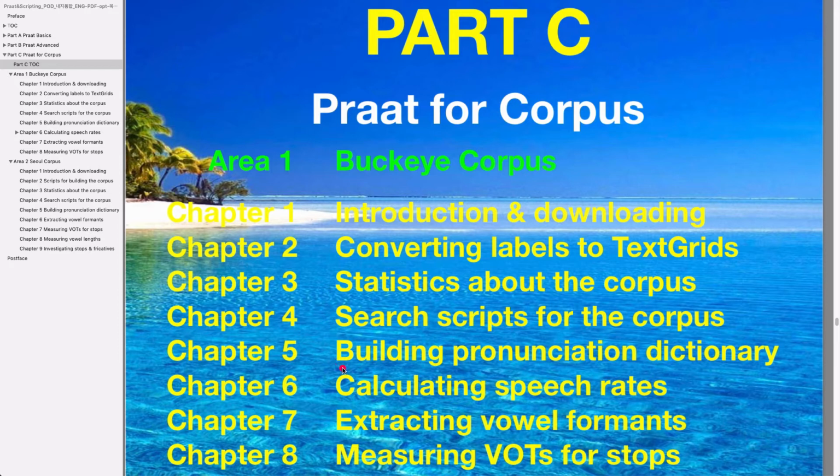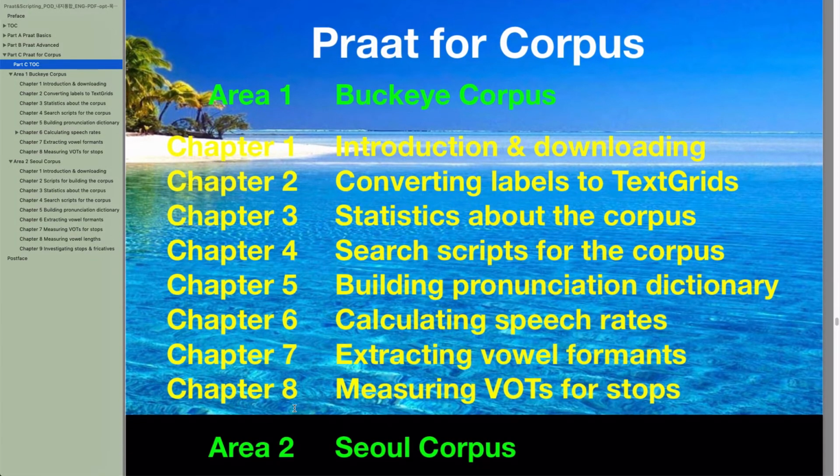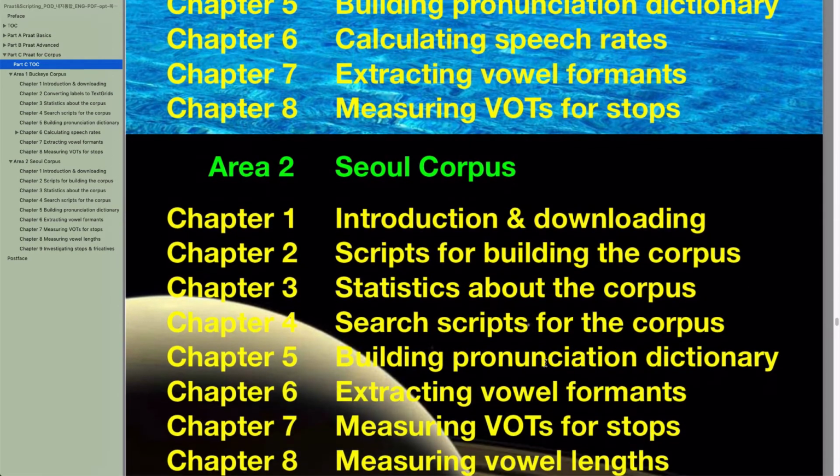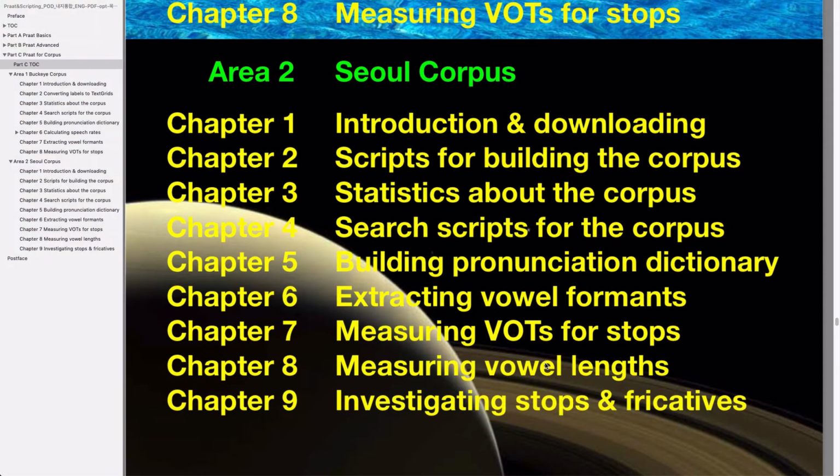Chapter 5 introduces you to building a pronunciation dictionary. I built a pronunciation dictionary with frequency information for the Buckeye corpus. Chapter 6, calculating speech rates. Chapter 7, extracting vowel formants. Chapter 8, measuring VOTs for stops of the Buckeye corpus. In the second area, it's about the Seoul corpus.